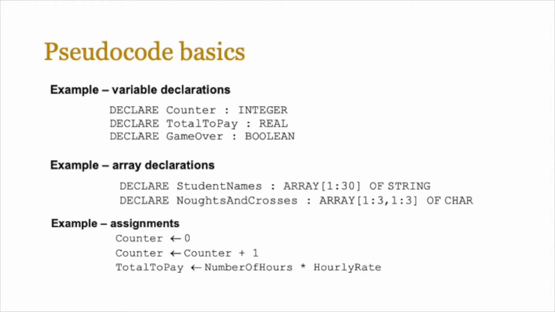When you're declaring arrays, you need to make sure that the array is also declared by using the word declare in pseudocode. Declare pseudonames, colon, and that will be an array. In square brackets, you'll write the length of the array, so in this case 30, and these are going to be of type string. Similarly, you can see noughts and crosses. This is an array which is of 2 dimensions, so 3 by 3 of char data type.